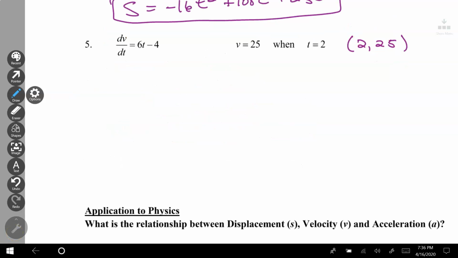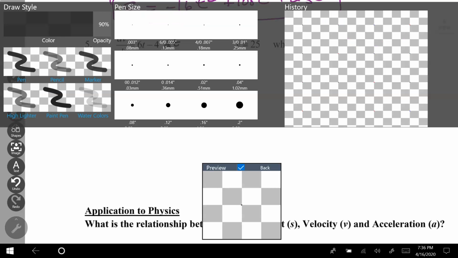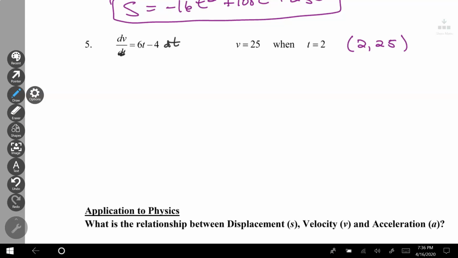Okay, another example. Again, I'm going to bring my dt over to the other side. I'm going to take the antiderivative. So I have dv over dt has been rewritten. My input's t, my output is v. So I have v equals 3t squared minus 4t plus c. This is my general antiderivative, but I do have specific points that I could plug in. I could plug in 2, 25 for the t and the v.